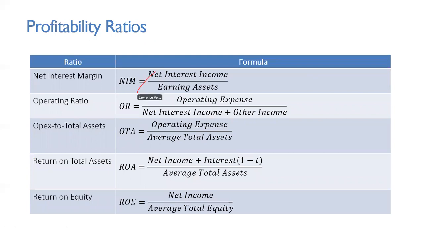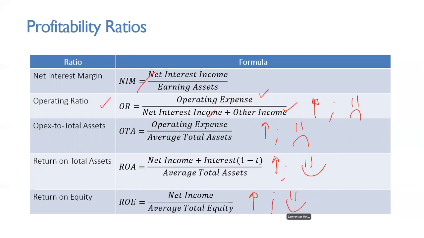The rest are like variations of the usual ratios. Here is operating ratio. So operating expense over net interest income plus other income. Of course, the higher this is, the worse. OPEX to total assets, the higher this is, then it's bad news. Return on total assets, the higher this is, good news. And the higher return on equity is also good news. If napansin mo, halos pareho lang naman yung return on assets and return on equity. So, pareho lang sila.